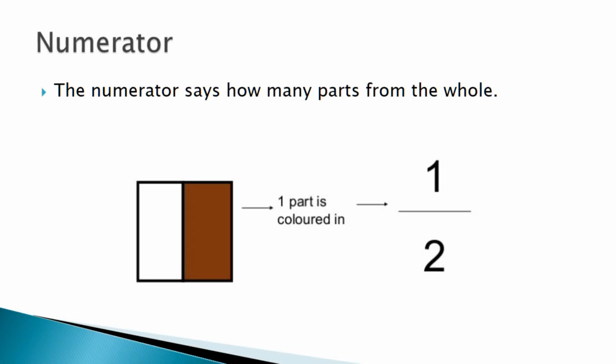After learning about the denominator, let's move on to the numerator. It means how many parts from the whole. Numerator is how many parts from the whole. Look at the square. It has been divided into 2 equal parts, and you can see out of 2 parts, only 1 part is shaded. Therefore, in this fraction, the numerator is 1.